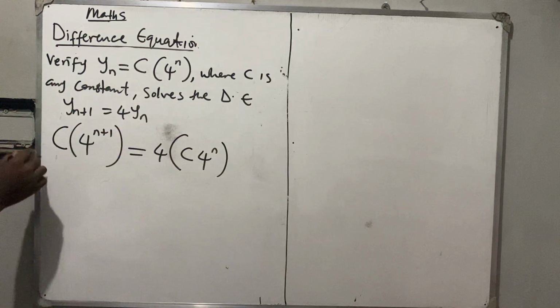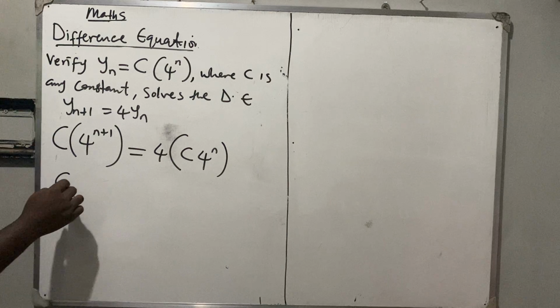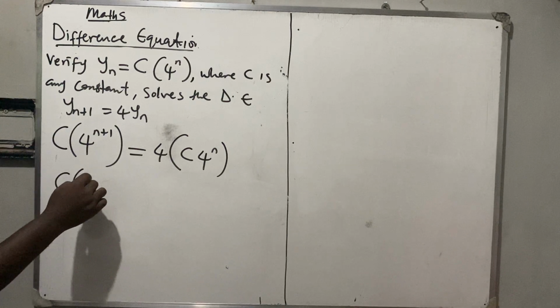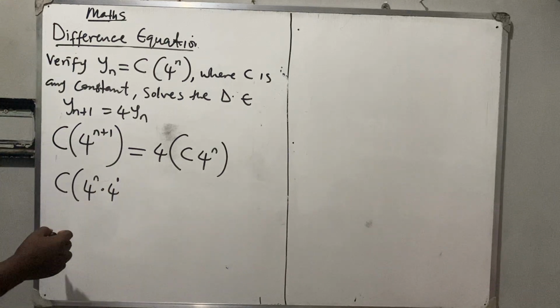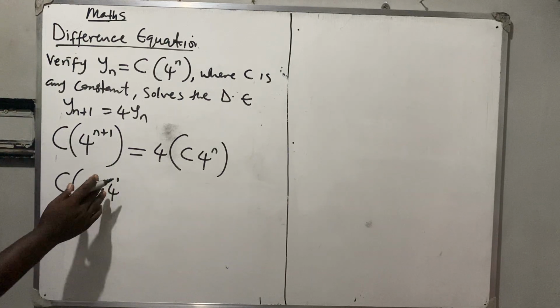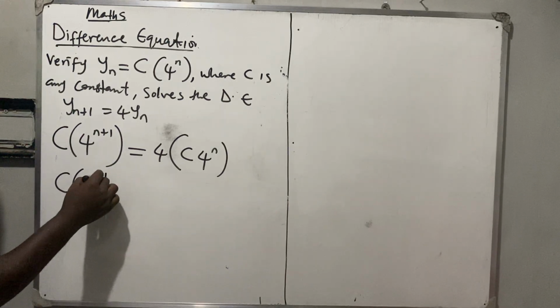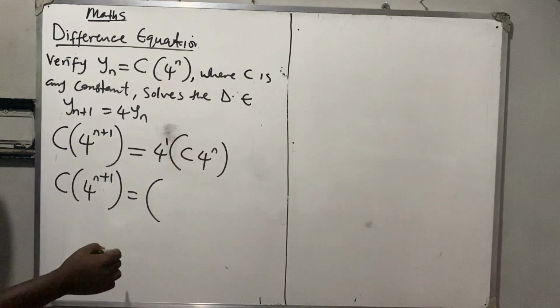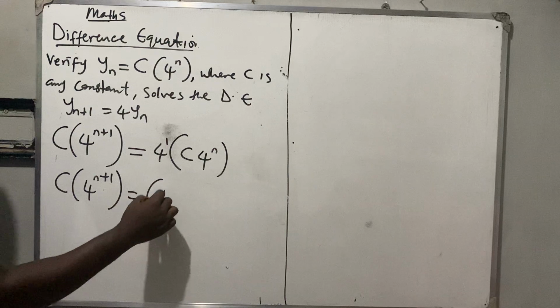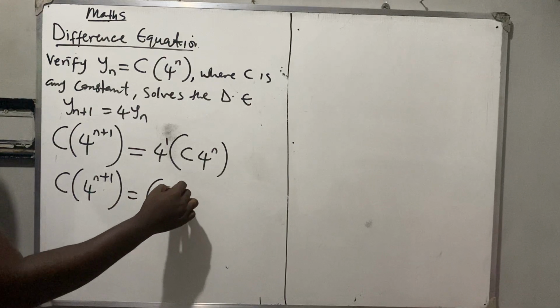Now I have this to be C in bracket of 4 raised to power n multiplied by 4 raised to power 1, according to indices. Or let me leave this one like this, and bring this inside. So according to indices, this is raised to power 1. So this is 4 times 4, which will give you, take one of the 4, then you add the power.